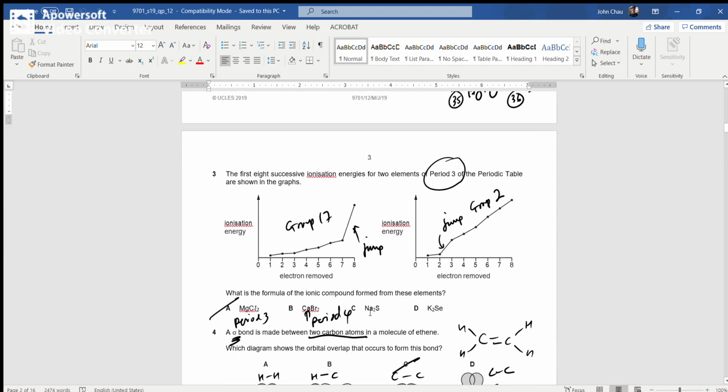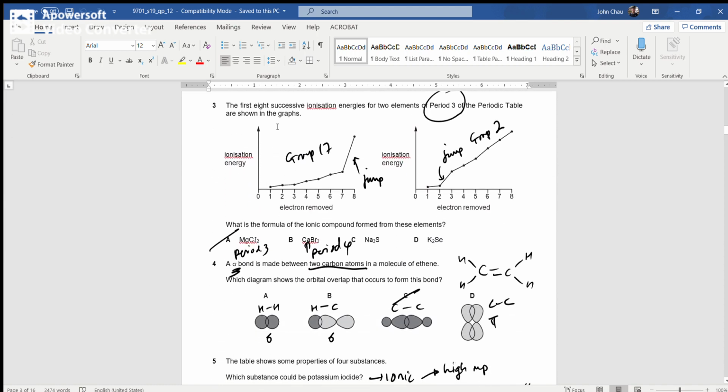Question 3. The first 8 successive ionization energies for 2 elements of period 3 of the periodic table are shown in the graphs. The first graph shows a jump between the 7th and the 8th, and this element most probably belongs to group 17. The second graph shows the jump of ionization energy occurs between the second and the third, so this element belongs to group 2.